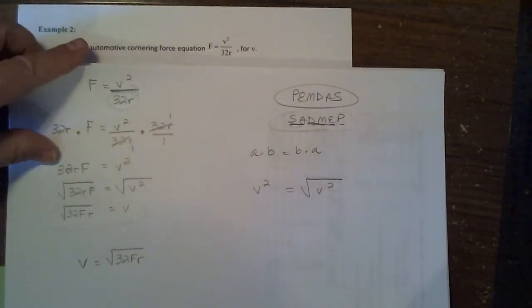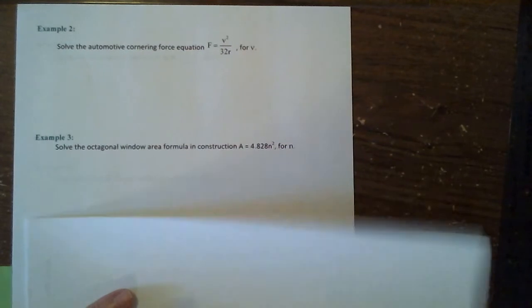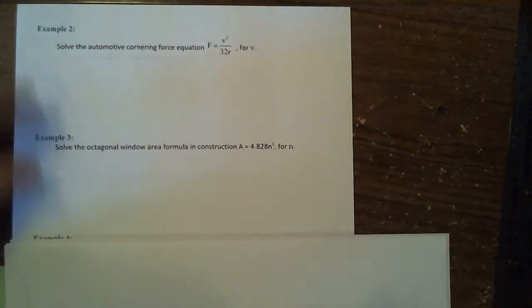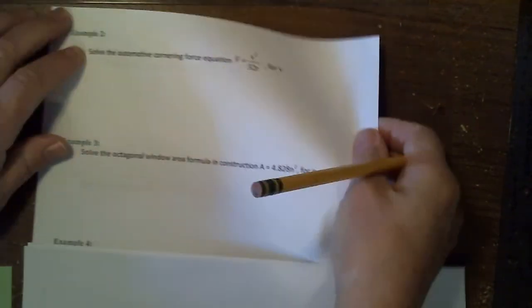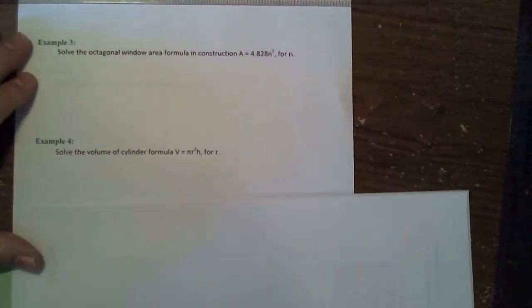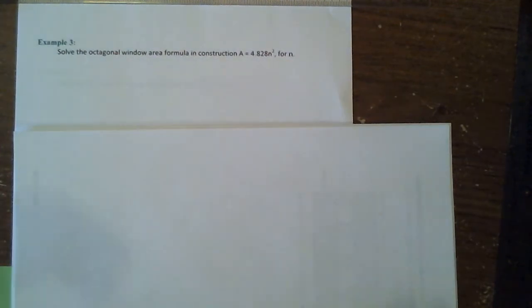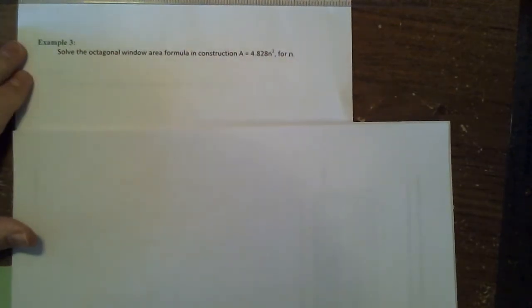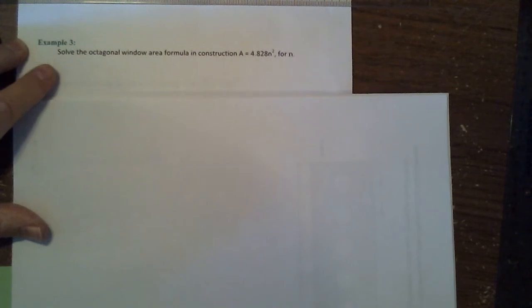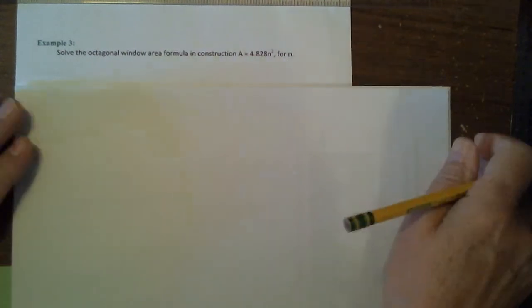So let's take a look now at sample number 2. This is the formula that we're going to use for solving the octagonal window area formula in construction, whatever that is. So I'm going to start with this, and they want me to isolate the N.